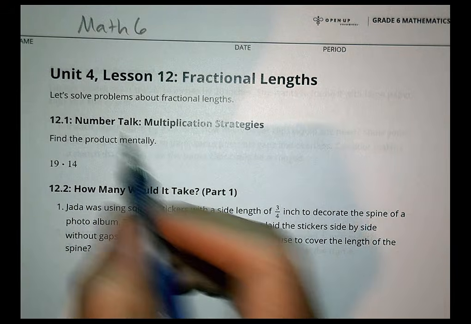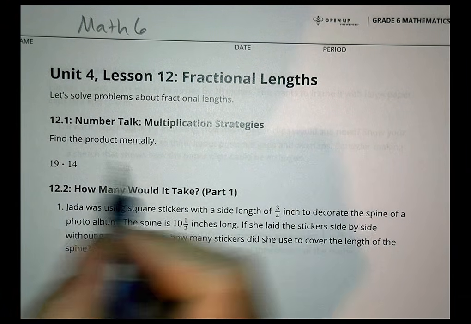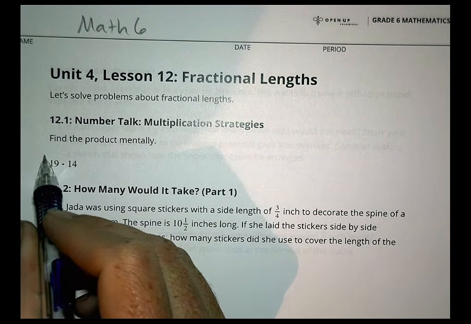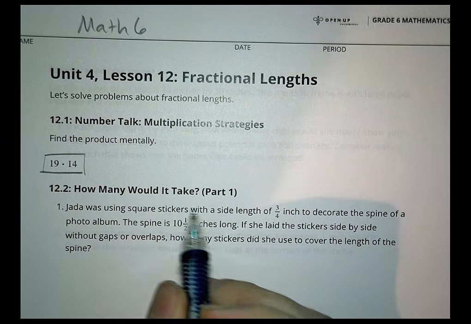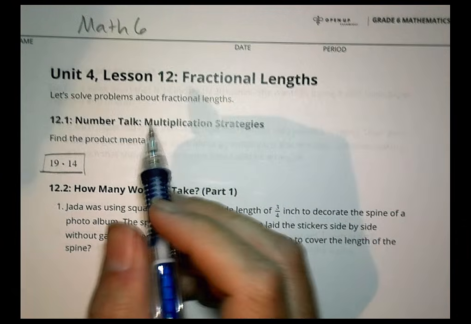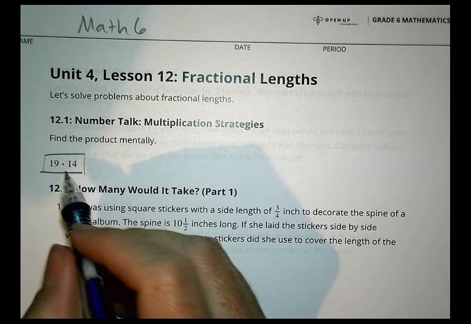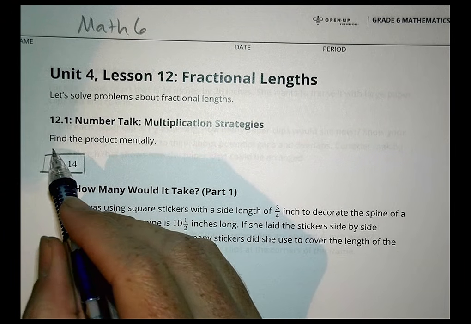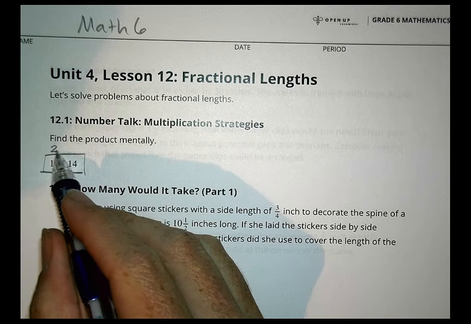So here we go. First of all, we have a little number talk here to find the product mentally. So think about how you might multiply those two numbers together, just doing some mental math. Again, it just depends on what you see and how you might want to break those up a little bit. A couple things to think about is, you might think that this is about 20, right? That's about 20 right there.